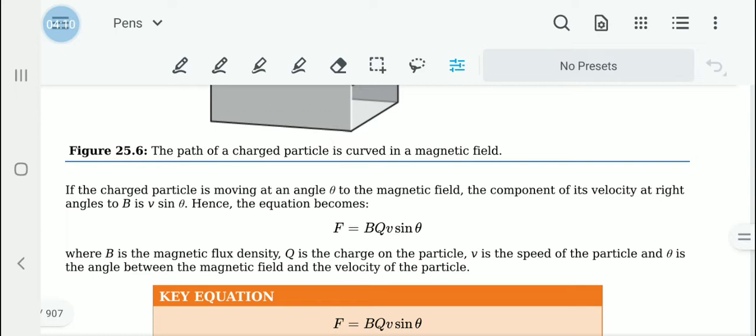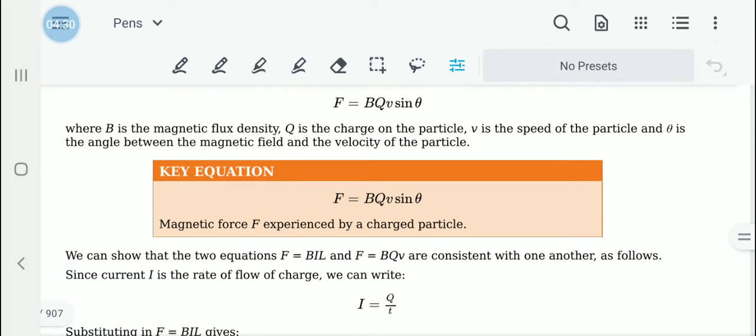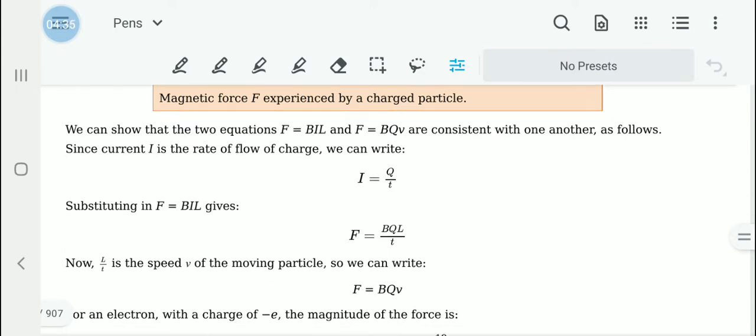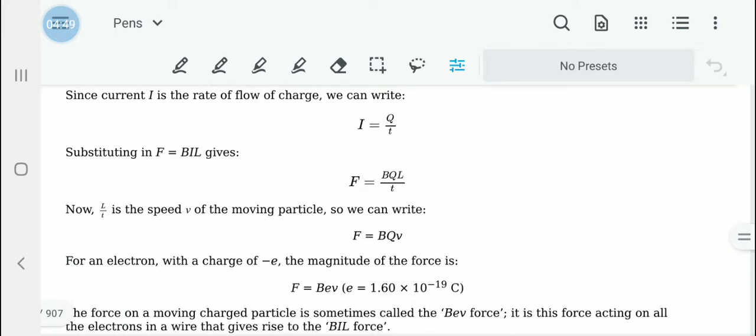Leave a line and write: if the particle moves at an angle of theta to the magnetic field, the equation becomes F equals BQV sine theta. Now we learned earlier that F is equal to BIL, and now F equals BQV. So we can prove that these two are relatable.